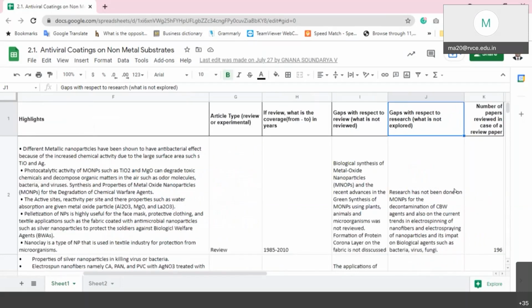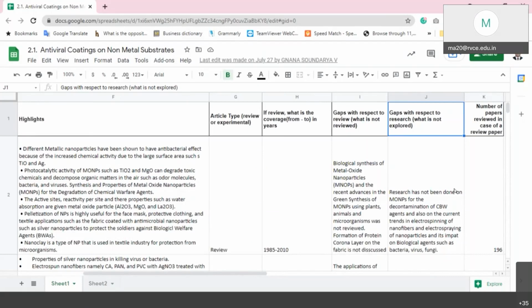So if there are no questions, next is gaps with respect to research. There might be many aspects which people have not started experimenting on at all. That is known as a research gap, especially when you are doing an MTech project work or your PhD, this becomes very important.